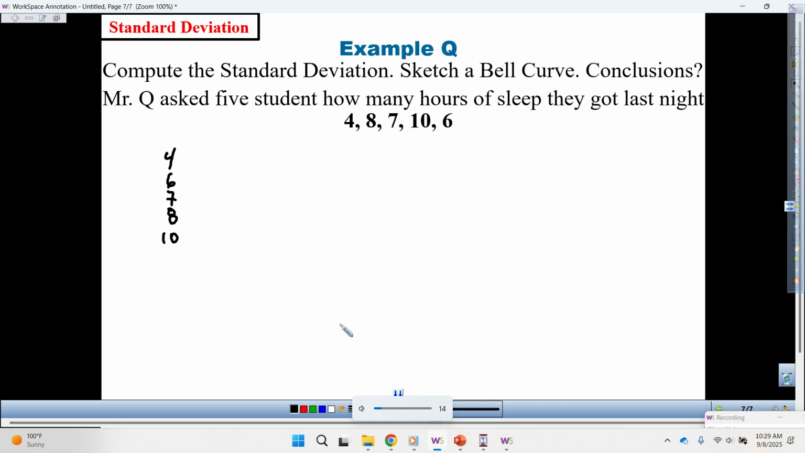Okay? What is our second step for standard deviation? What do we do next? Tell your neighbor. What do we do next, Sean? Very good. Find the mean. So, calculators calculate. 4 plus 6 plus 7 plus 8 plus 10. That gives me 35 divided by how many numbers do we have? 5. So our mean is 7. Okay.